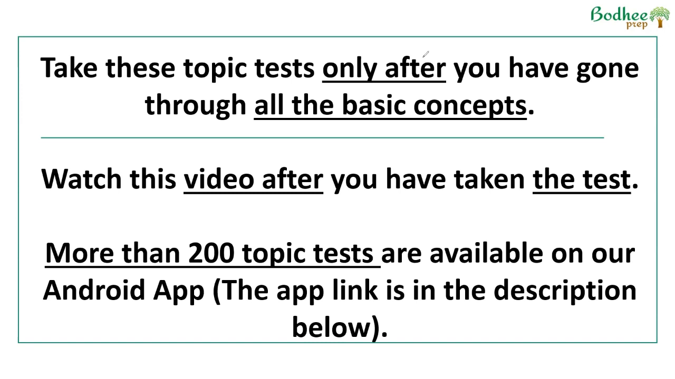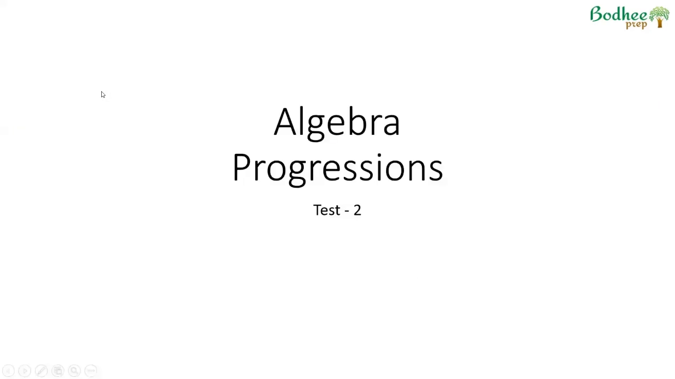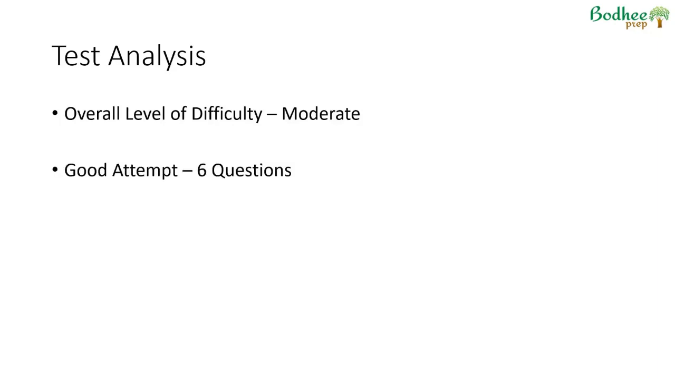This video specifically is on the topic progressions, and this is the second test on this topic. Overall, this was, I think, a medium, moderate level of difficulty test, with about 6 questions net correct giving a 95 plus percentile. The attempt time for me would be about 20 minutes to go through all the questions and find and solve those 6 questions that we need.